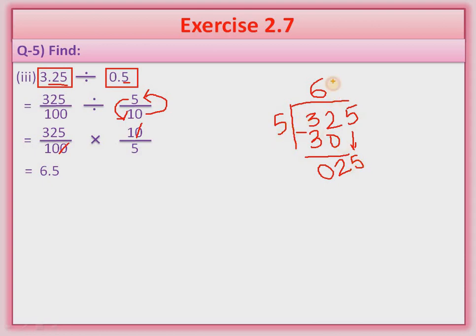Now look at this side. 5 5s are 25. Understood? So beta, look at this side. What is the answer? 65. So beta, the 5 will be cancelled. Here the answer should be 65 upon 100. Oh, sorry, 65 upon 10.